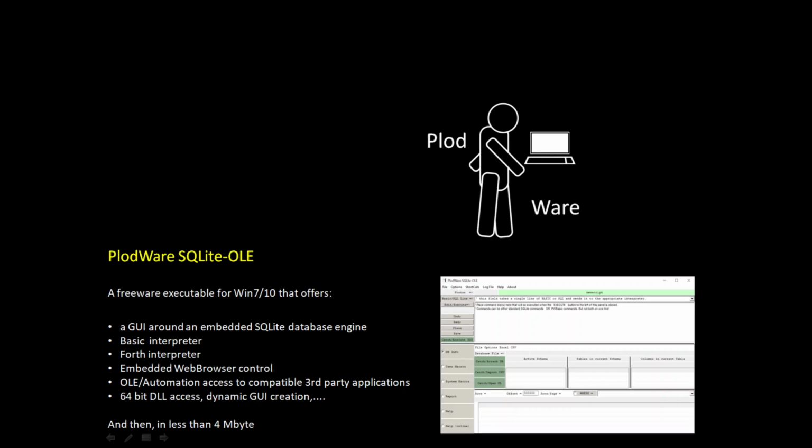And all in all, the C program offers me a Forth interface. The Forth interface has some scripts, quite a lot, which give me a basic interpreter, which include embedded controls, such as the web browser. Offers me then the ability to have OLE, or automation, the ability to control third-party applications which are compatible to OLE. It's also got 64-bit DLL dynamic access. It can, on the fly, create a GUI. It can do a fair bit, and all of that in less than a 4 megabyte executable.